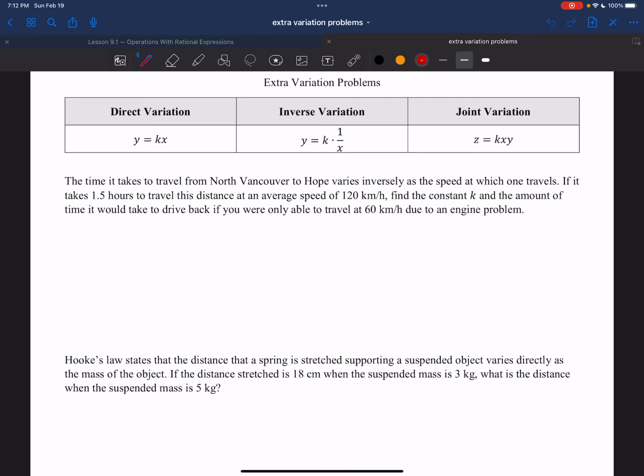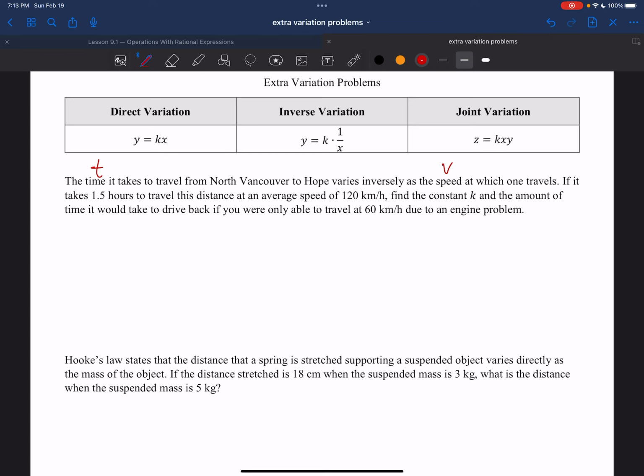Okay. The time it takes to travel from North Vancouver to Hope varies inversely as the speed at which one travels. Okay, so I'm not even going to bother reading the rest of the problem because that sentence right there tells me what equation I need to write. So I'm going to call time t. I'm going to name it that variable. And it says varies inversely as the speed. You know what? I'll call that v for velocity, okay? Because speed, velocity, yeah, kind of like the same thing, except velocity just has direction.